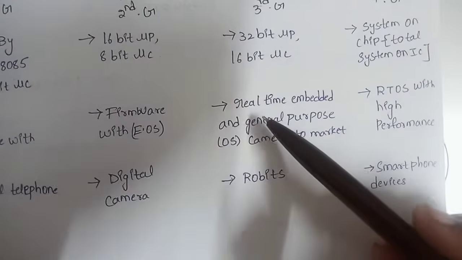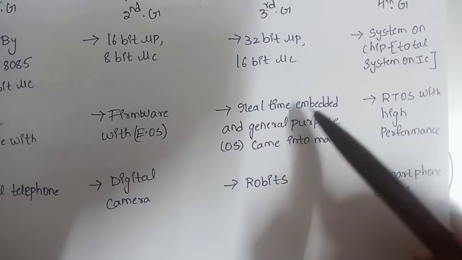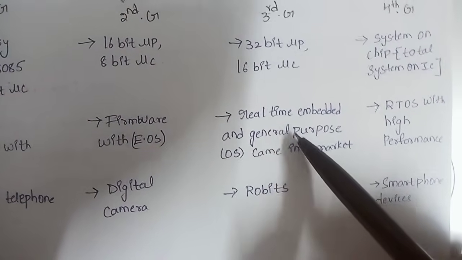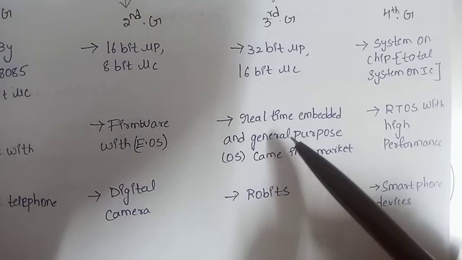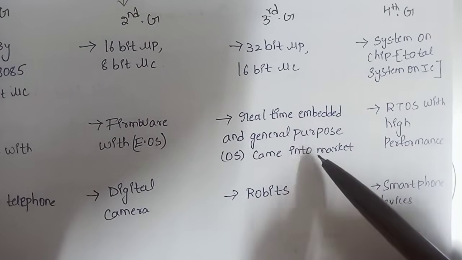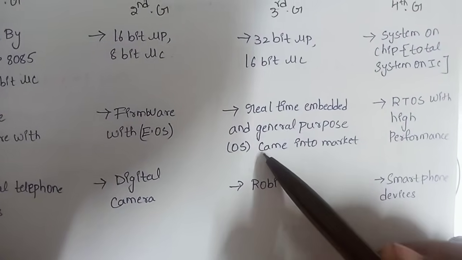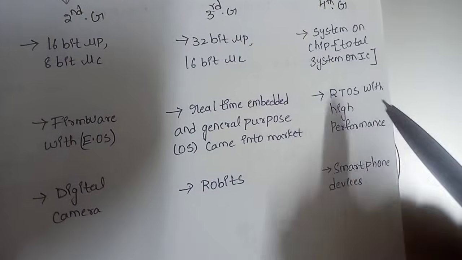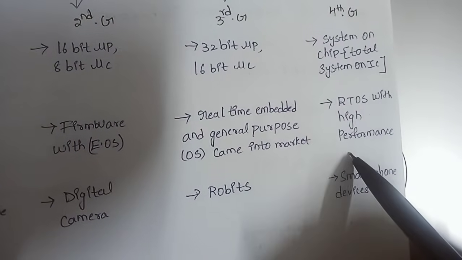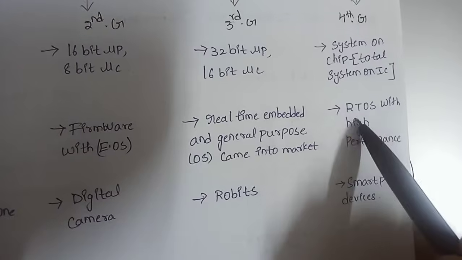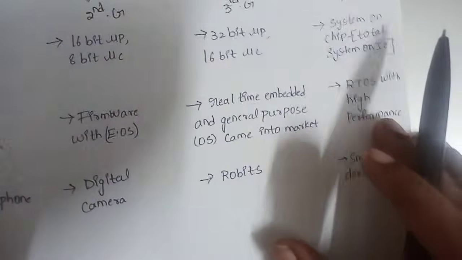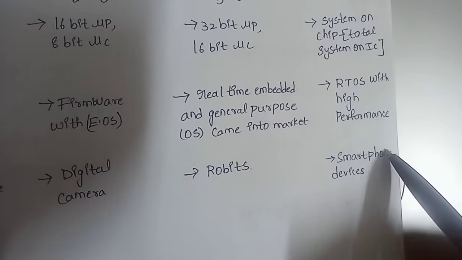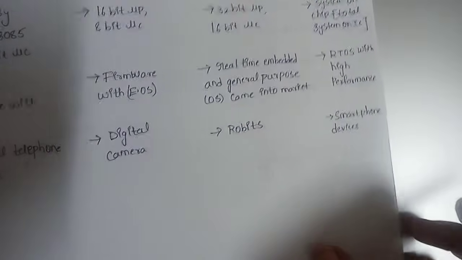In third generation we will be using real-time embedded RTOS or general purpose operating system. OS is nothing but operating system. And in fourth generation we will be using high performance real time operating system, that is RTOS. And for third generation the example is robotics, and fourth generation the example is smartphone devices.